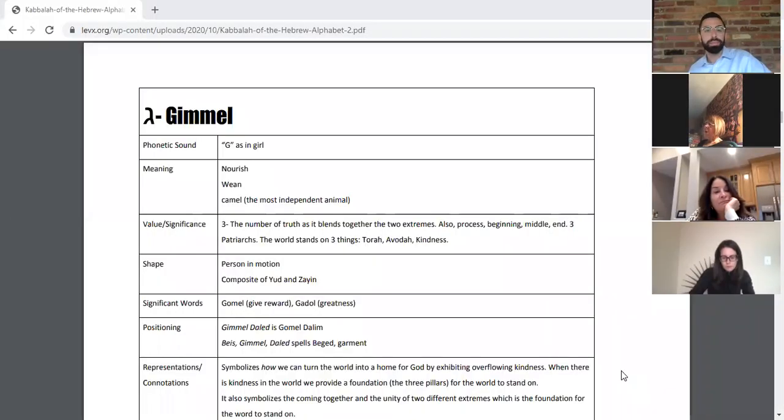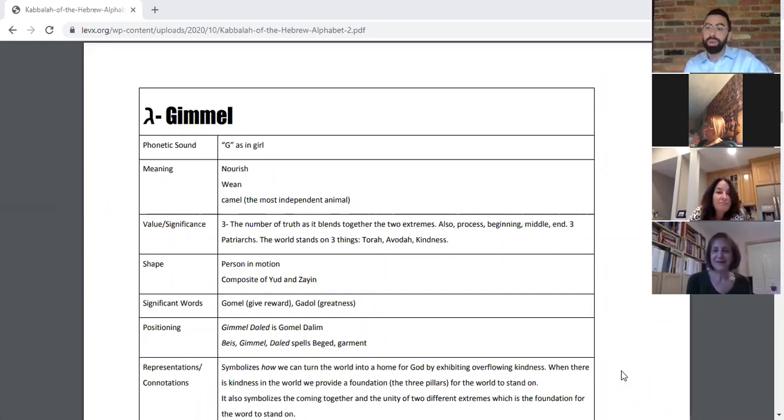What do you see? It almost looks like a person walking. It does, right? Actually, it does. It looks like a person walking forward.